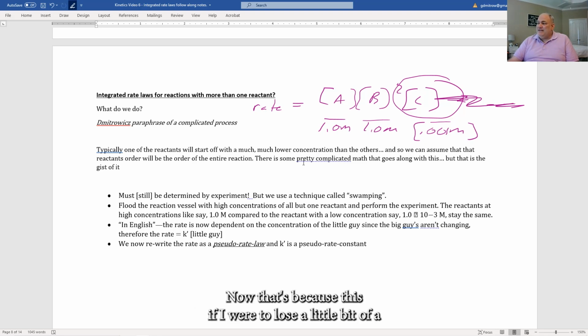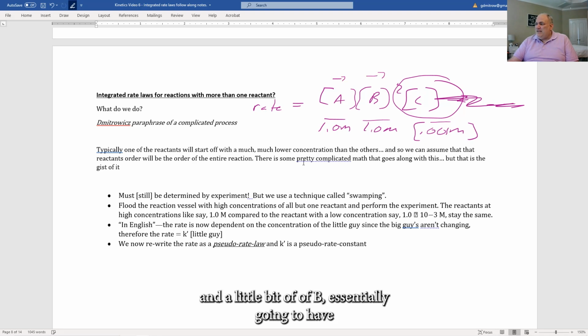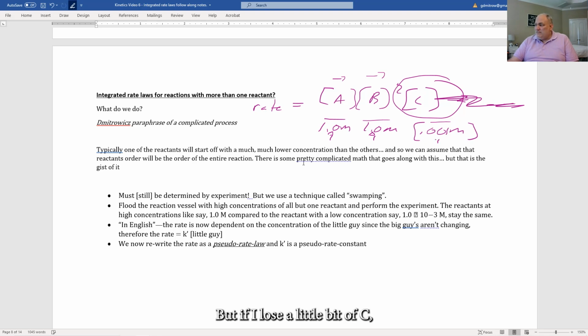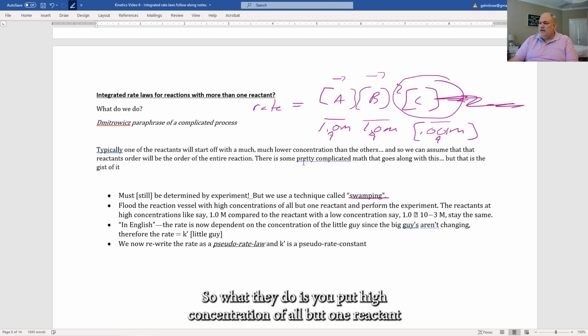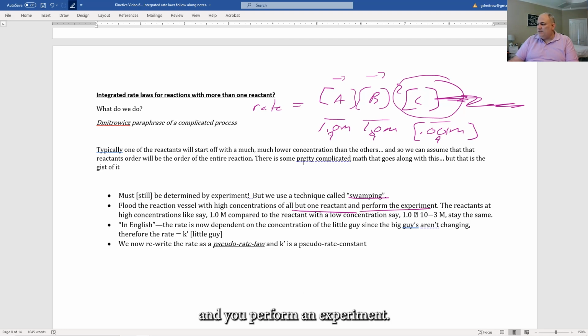Now that's because if I were to lose a little bit of A and a little bit of B, essentially I'm going to have almost exactly the same amount as I had before. But if I lose a little bit of C, that's going to shift the barometer of my reaction. They call this technique swamping. So what you do is you put a high concentration of all but one reactant and you perform an experiment.